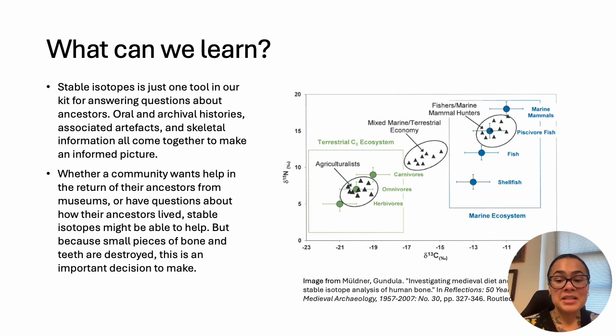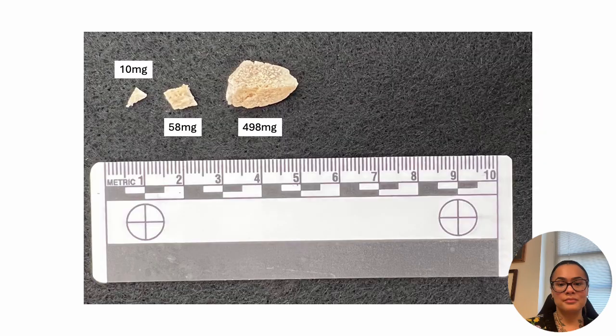And so these isotopes can be very useful, but what we must keep in mind is that this is a destructive process. It means that we have to take samples of bone or teeth so that we can analyze them and get these chemical elements out of them. So we have to weigh whether it is worth destroying parts of our ancestors' bodies to get the information we want, or perhaps there are other ways to get that information.